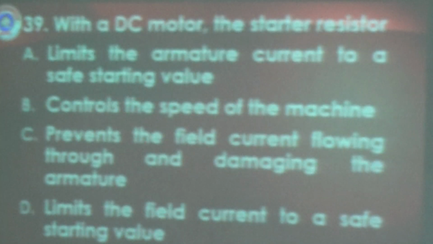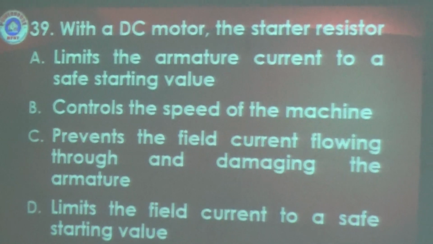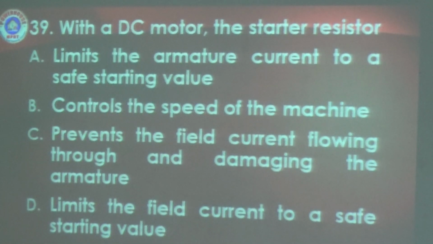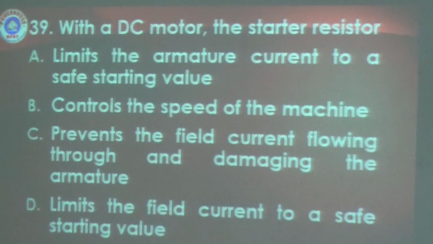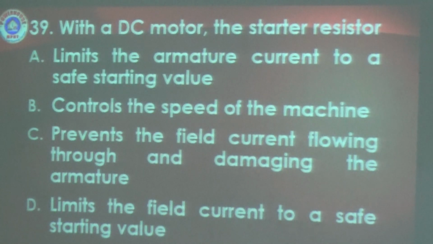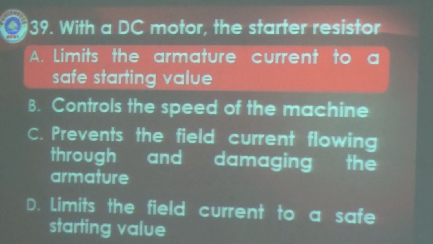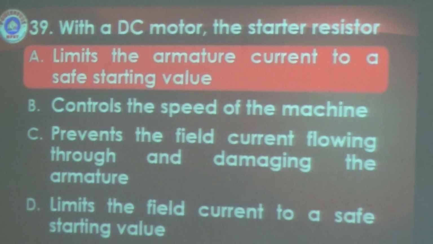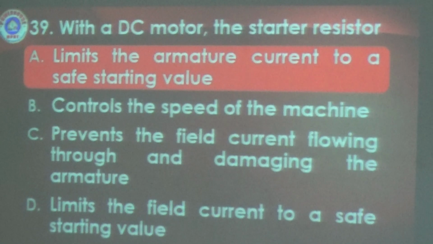39. With a DC motor, the starter resistor limits the armature current to a safe starting value. C. Controls the speed of the machine. Letter C. Prevents the field current from damaging the armature. And D. Limit the field current to a safe starting value. So the answer is A. Limits the armature current to a safe starting value. Dahil winding ko yun eh. So pag masyadong mataas yung kuryente doon, masusunog yung windings.